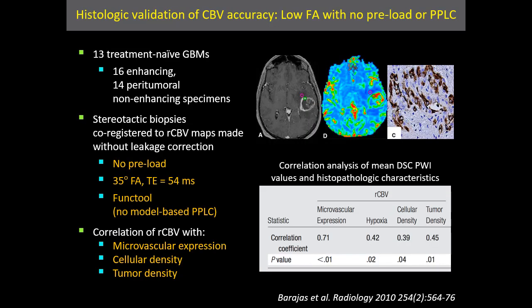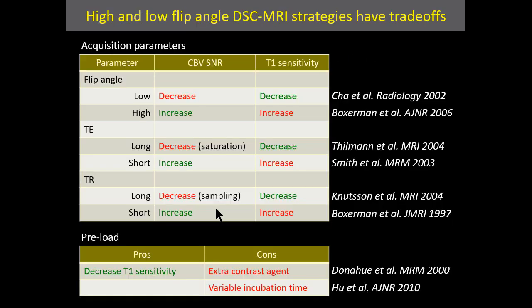However, it's also the case that stereotactic biopsies co-registered to CBV maps made without any leakage correction, that is, without any preload, using a low flip angle, and without any model-based leakage correction, have also shown good correlation of CBV with microvascular expression. And so there are both high and low flip angle DSC strategies that have some trade-offs.